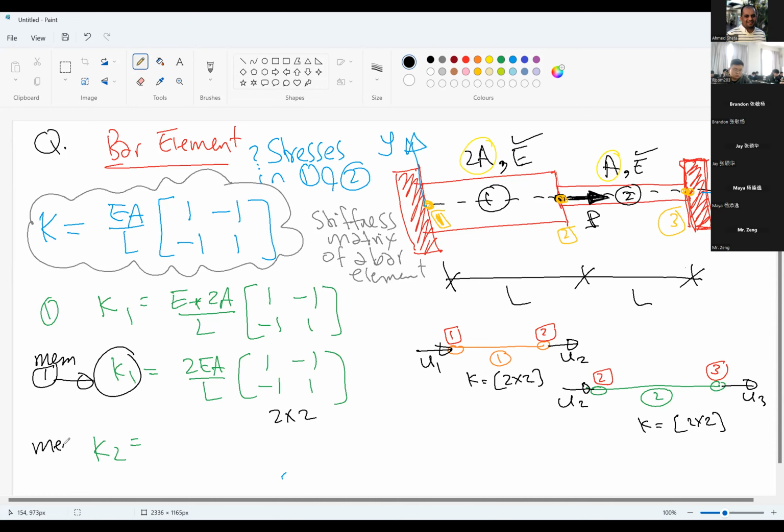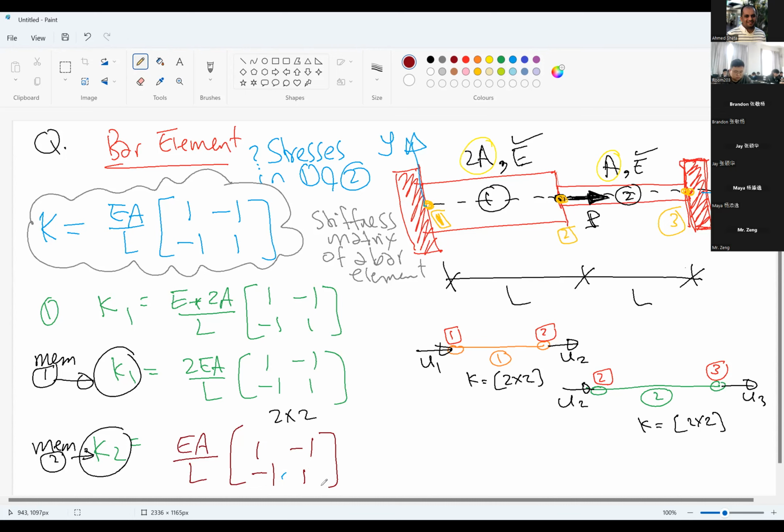For member 2, K2, what is the difference between K1 and K2? K2 will be similar to K1. Instead of 2A in member 1, it will be A in member 2. So for member 2, EA divided by L times [1, -1; -1, 1]. Okay. This is the stiffness matrix for each member.